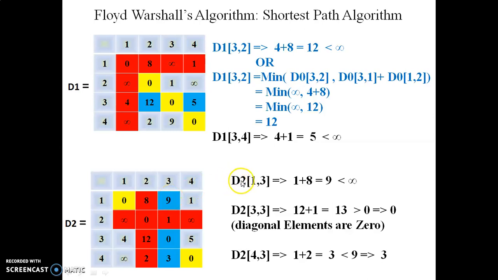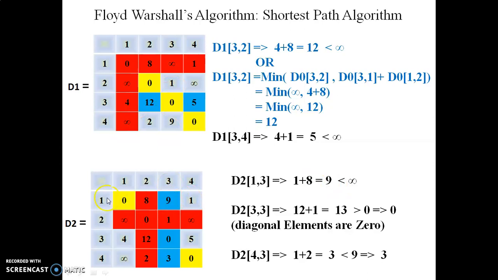So we write it as D2 of 1, 3. So this particular element corresponds to 8 and corresponds to 9. So we write it as 1 plus 8. So that is 9, and compare the index value of the previous matrix.